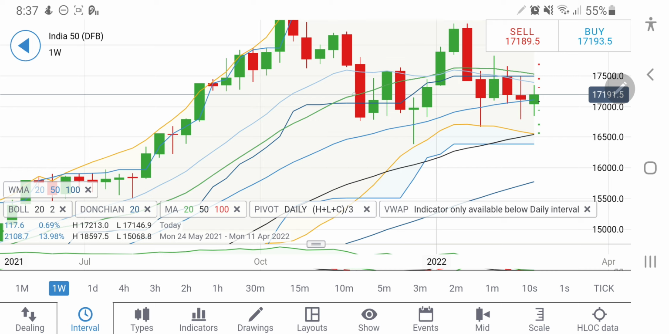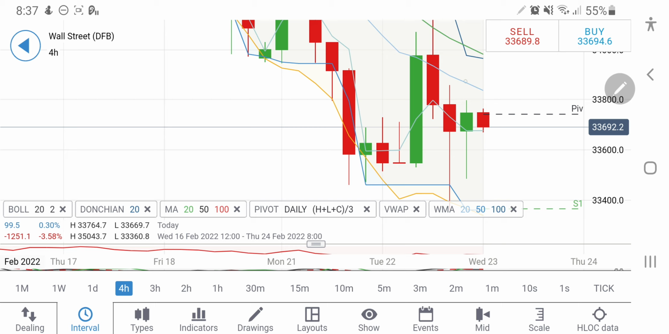Now let's have a look at US30. This is the 4-hour chart for US30. It is trying to give lower highs and potentially try to give lower lows. The support on the downside is definitely coming into picture at 33,550 levels. Only breaking 33,550, you can expect it to drop sharply. The next support at 33,500.